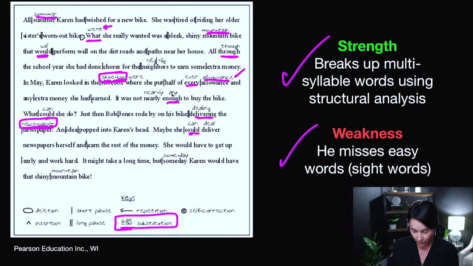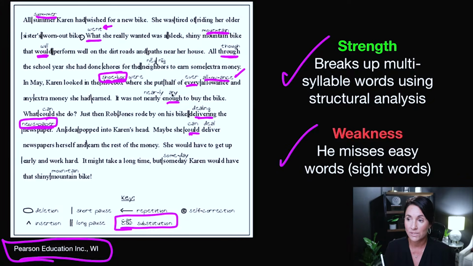Now, this did come from the Pearson Education Inc. Blueprint for Wisconsin, but I've seen it, the same one in many other states, okay? So for my strength, I have breaks up multi-syllable words using structural analysis.